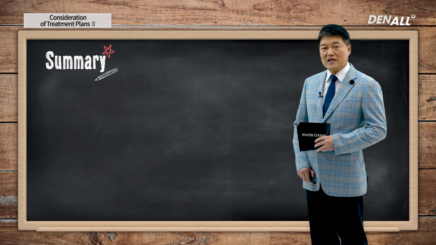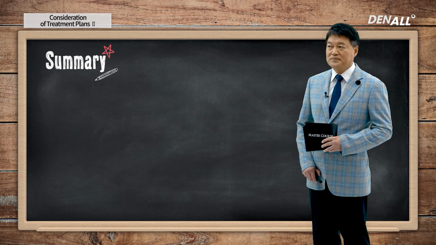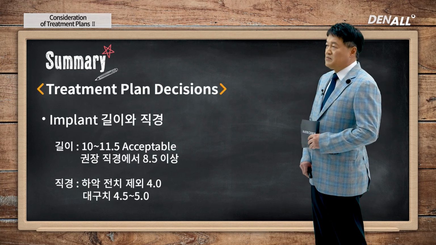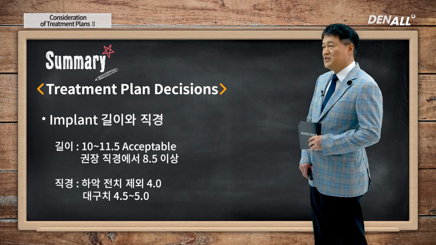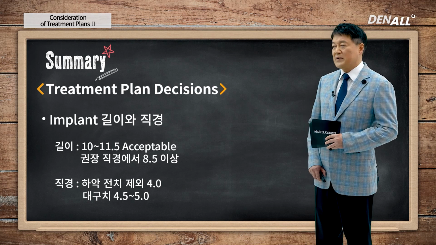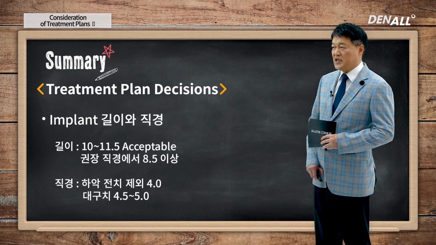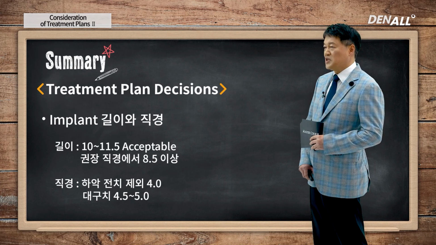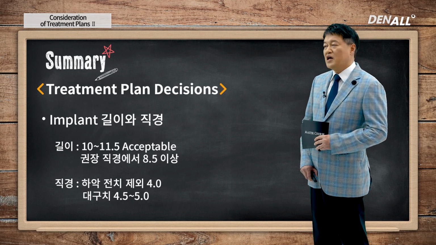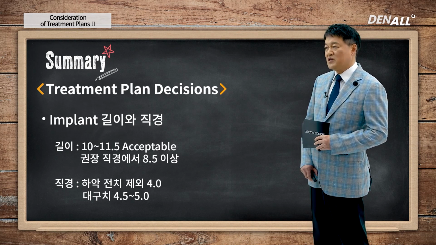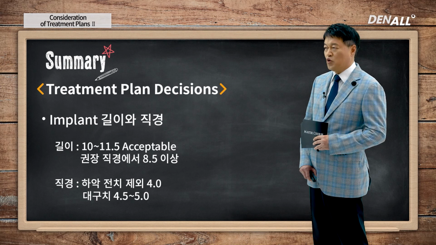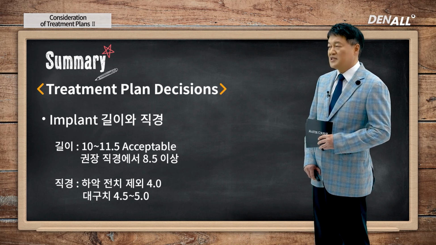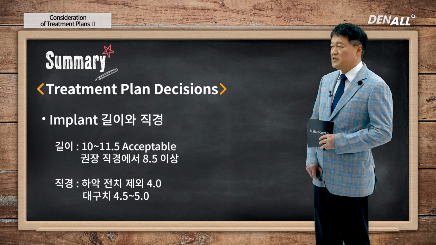This has been the main content. I would like to summarize my lecture. Treatment plan decisions: you need to think of implant length and diameter. The length, as mentioned earlier, should be 10 to 11.5, and for the recommended diameter, you should choose a length of 8.5 or more. For the diameter, except for lower anterior, choose 4.0, and for the molar region, you can choose 4.5 to 5.0.